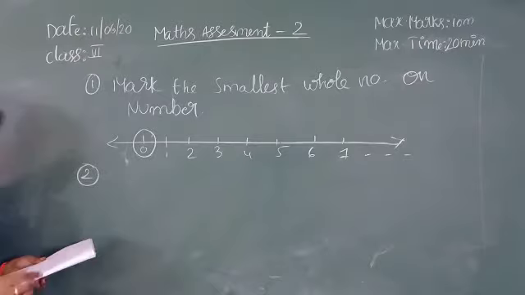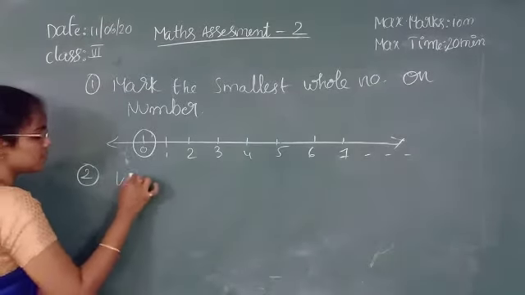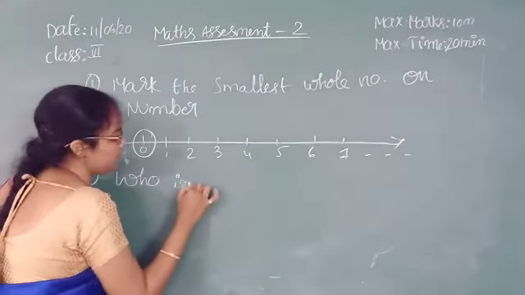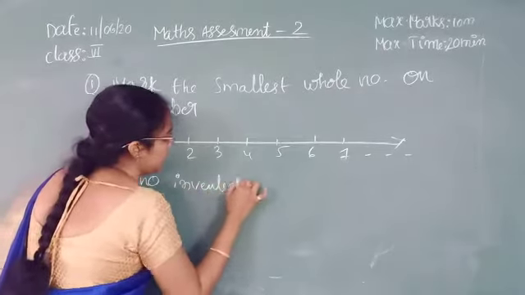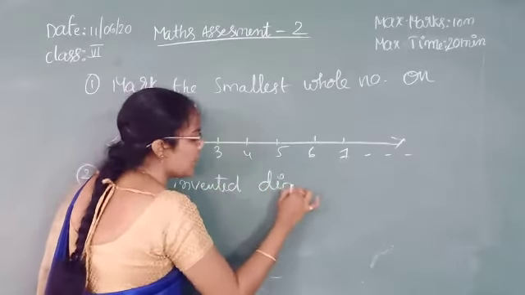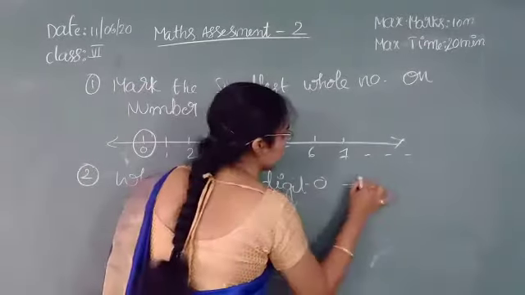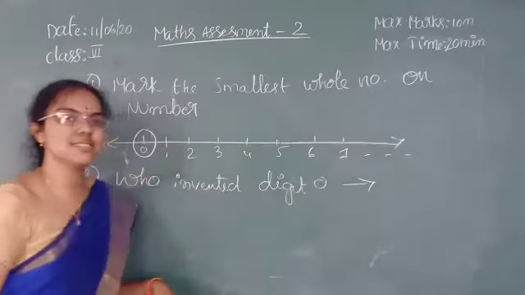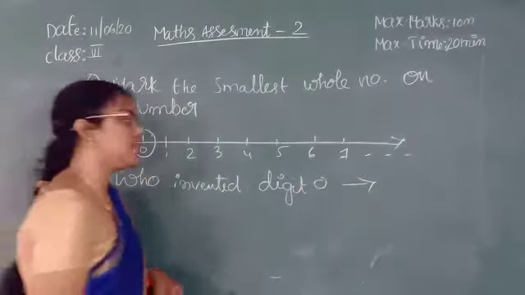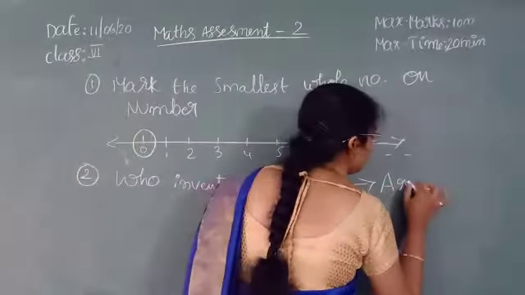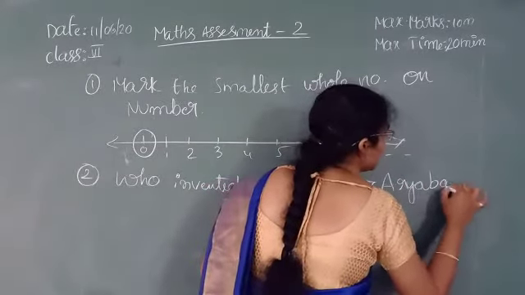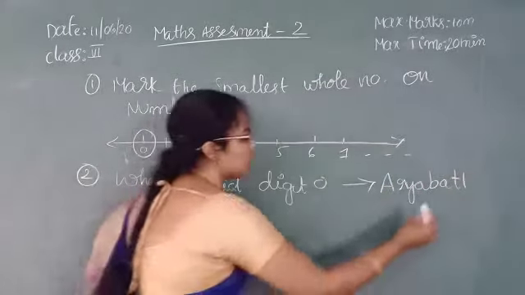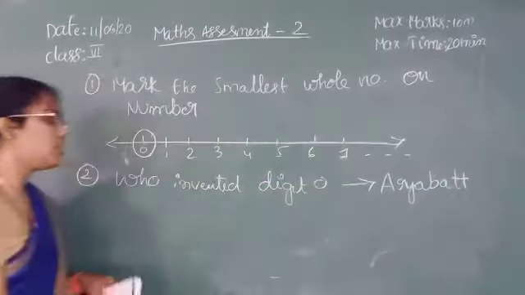And the second question is, who invented the digit 0? They are asking who is the scientist who invented 0. It is Aryabhatta. The scientist name is Aryabhatta, who invented the 0.